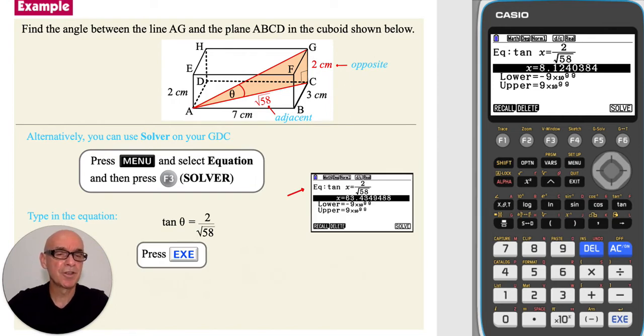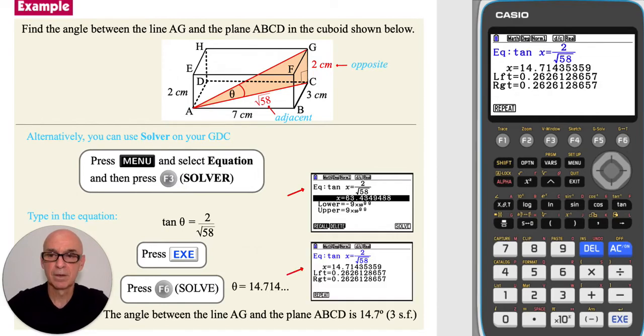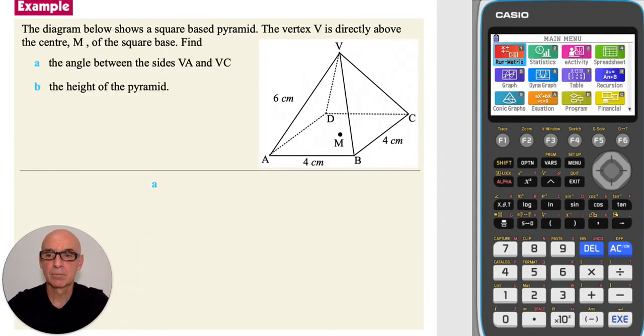Just to note that the number next to x is not the solution to the equation, as we haven't pressed solve yet. Pressing F6 to solve the equation, again given a value of 14.7, correct to 3 significant figures.